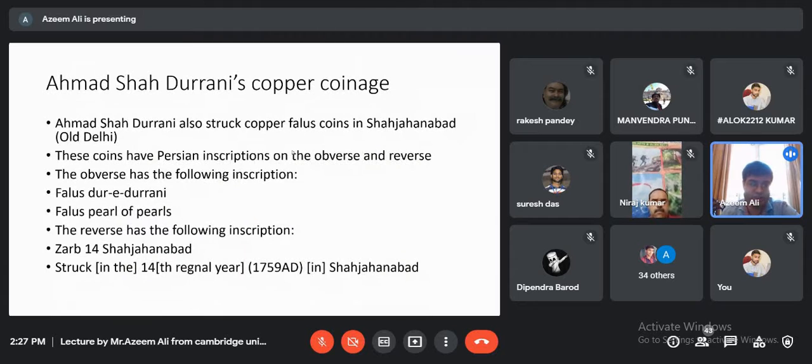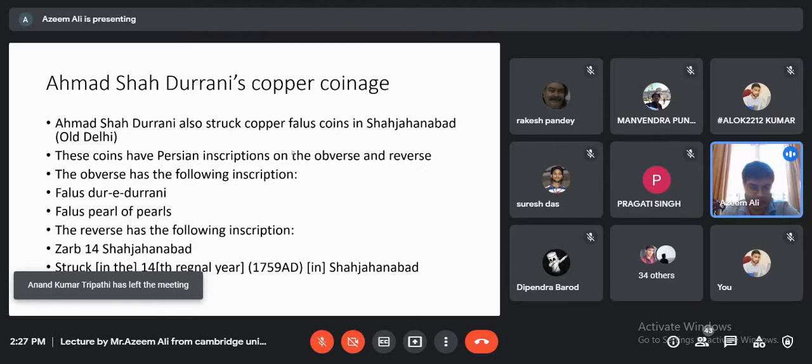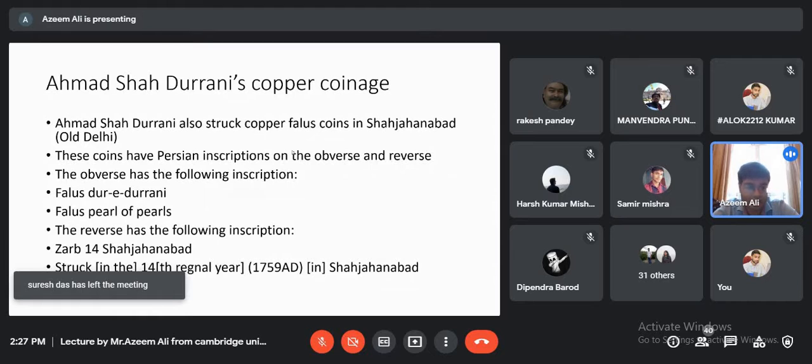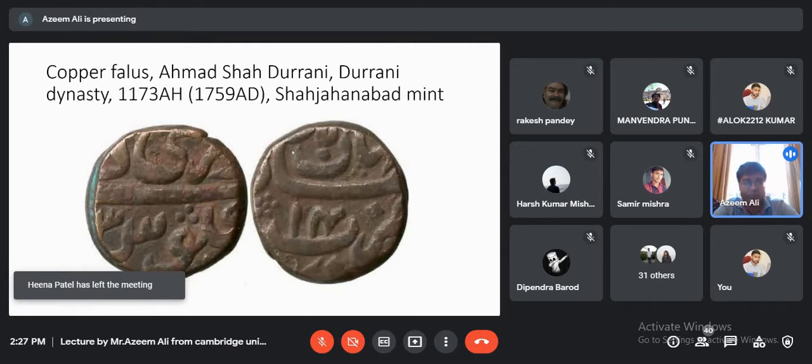And in addition to silver rupees, Ahmad Shah Durrani also struck copper fulus coins in Shah Jahanabad, which is today Old Delhi. These coins have Persian inscriptions on the obverse and reverse. The obverse has the inscription Fulus Durri Durrani, which means fulus, pearl of pearls. The reverse has the inscription Zab and then 1-4 Shah Jahanabad, which means struck in the 14th regnal year, which is 1759 AD, in Shah Jahanabad. And this is one of the copper coins.